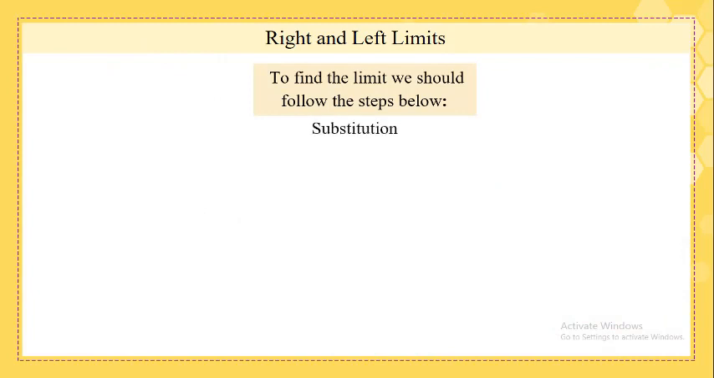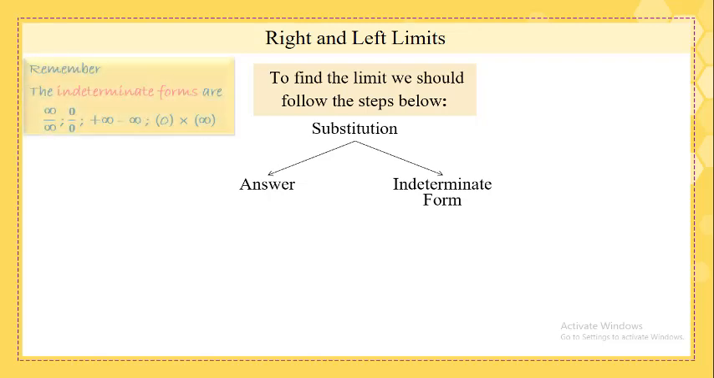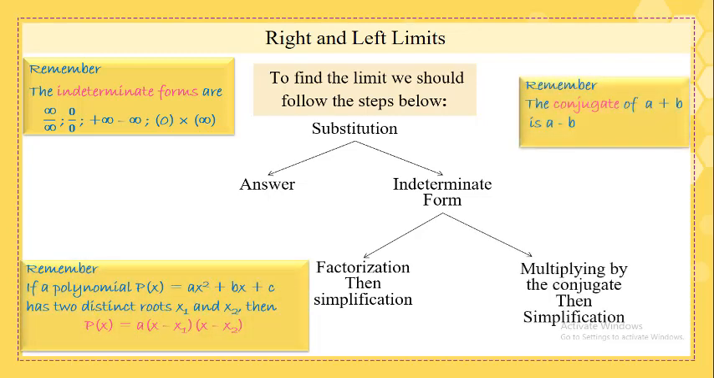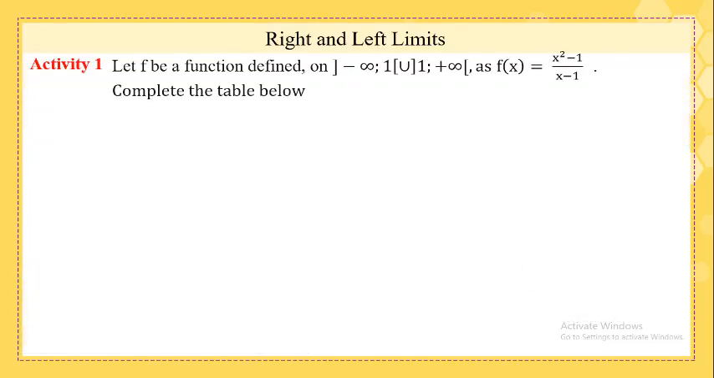First, let's recall together how to find the limit. We use substitution. If we find the answer, we stop. If not, and we get one of the indeterminate forms, we use factorization then simplification, or multiply by the conjugate and simplify. Let's start with activity 1.